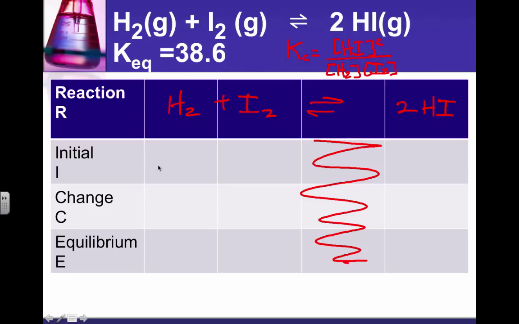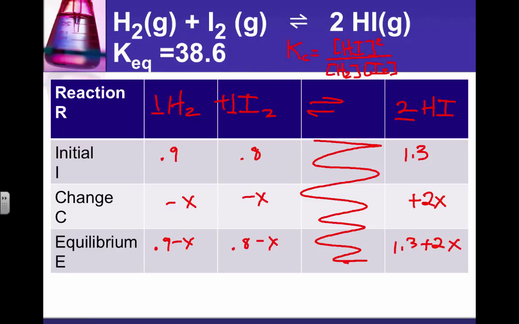Great. Now we calculated the molar concentrations earlier. So I had 0.9 molar H2, 0.8 molar I2, and 1.3 molar HI. We're going to lose some of my hydrogen and lose some of my iodine and gain twice as much HI because the stoichiometry says so. It's a 1 to 2 mole ratio, right? That's straight from our balanced equation. Now let's add: the equilibrium is going to be initial plus change. So I get 0.9 minus x, and I get 0.8 minus x, and I have 1.3 plus 2 times x.